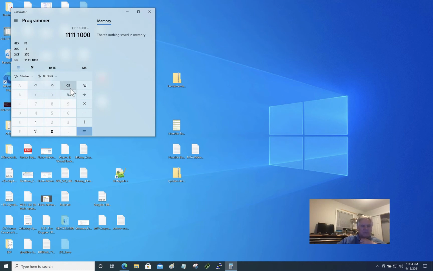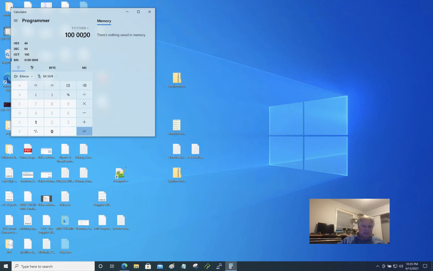So let's clear all this, and let's subtract 2 numbers. Let's subtract 64 minus 41. So 64 is a 1, then 0 32s, 0 16s, 0 8s, 0 4s, 0 2s, and 0 1s. So there is a 64.